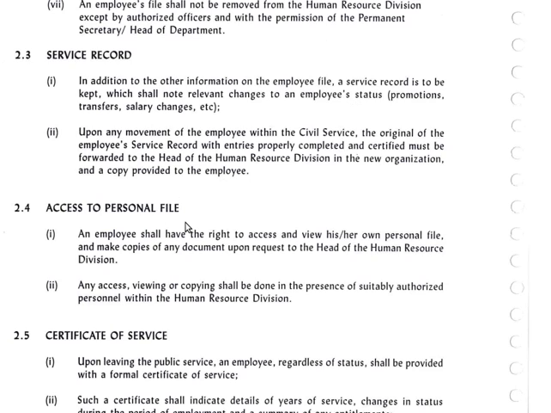Now, access to personal file. An employee shall have the right to access and view his or her own personal file and make copies of any document upon request to the head of the Human Resource Division. You have a right to see your file and to make photocopies or to take pictures of those files, because it says and make copies of any document. But you have to request at first.